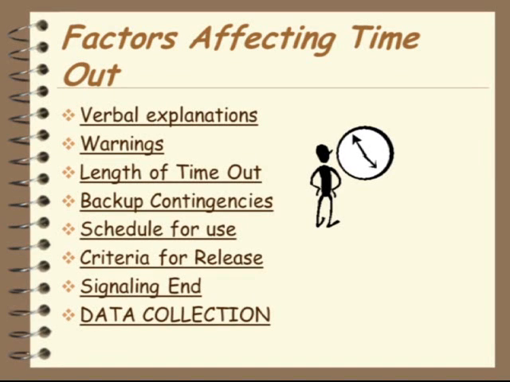Factors that affect how well timeout works. They involve whether or not you use verbal explanations, warnings, the length of timeout, what we call backup contingencies, the schedule for using timeout, a release criteria signaling the end of timeout, and the way in which you collect data. And we'll briefly talk about each of these.